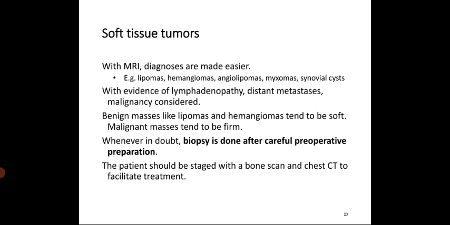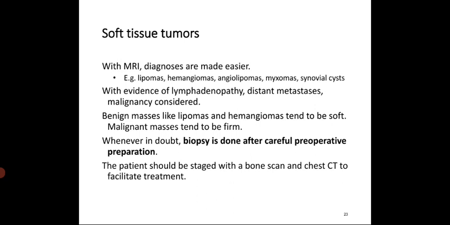Now, for soft tissue tumors, there are some that are easy to diagnose because of MRI. They have characteristic findings on MRI. These are lipomas, hemangiomas, angiolipomas, myxomas, and synovial cysts. Whenever we have any evidence of lymphadenopathy or distant metastasis, then we consider malignancy. Benign masses usually are soft compared to malignant masses. And of course, we usually do a biopsy after careful preoperative preparation.